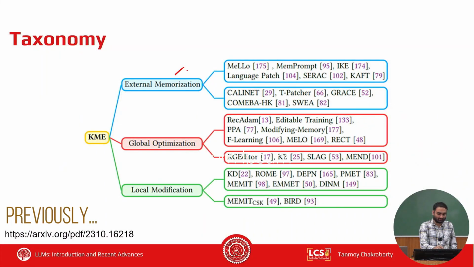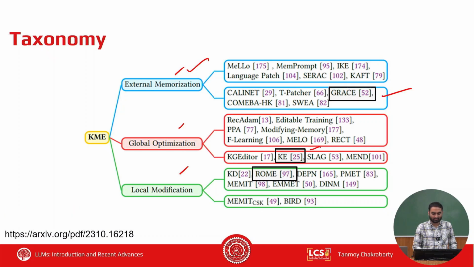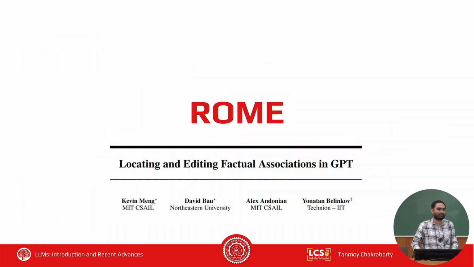Hello everyone. Now these three categories, you see lots of methods proposed in the last 2-3 years. We discussed knowledge editor from global optimization. So now we will discuss ROME, locating and editing factual associations in GPT. This is a very famous paper by MIT and people from other universities.